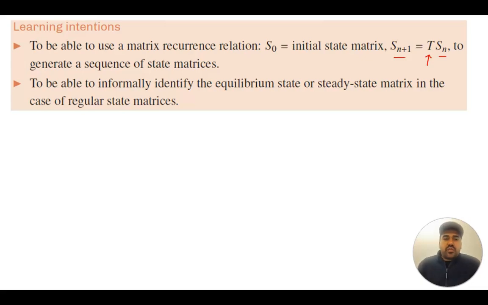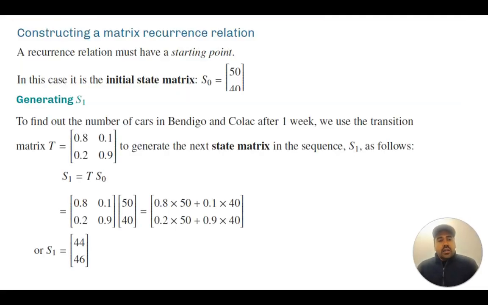And you want to be able to informally identify a thing called the equilibrium state or steady state matrix. This is a way to essentially predict the future through repetitive matrix multiplication using a rule. So let's construct a matrix using a recurrence relation. What this actually means is, in the previous exercises that we've been looking into, there's always some starting point or some type of reference number.